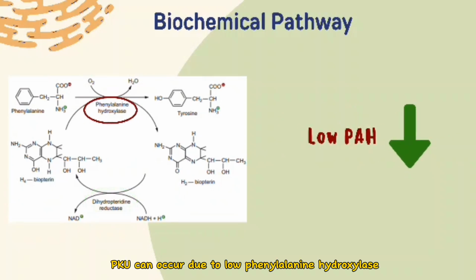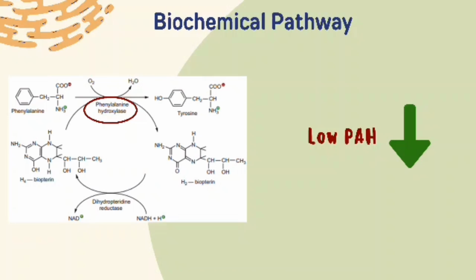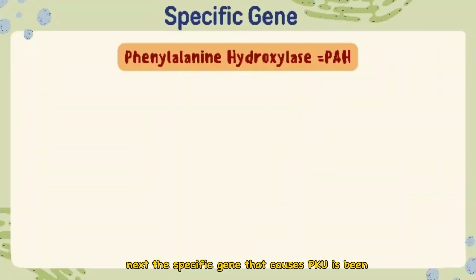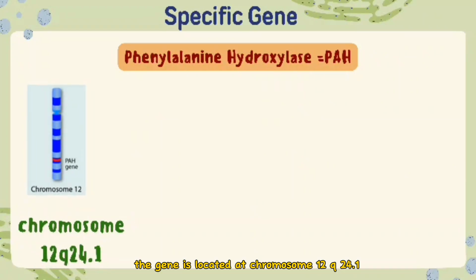PKU can occur due to low phenylalanine hydroxylase, which causes the incapability of phenylalanine to convert into tyrosine. Next, the specific gene that causes PKU is phenylalanine hydroxylase, known as PAH. The gene is located at chromosome 12q24.1.